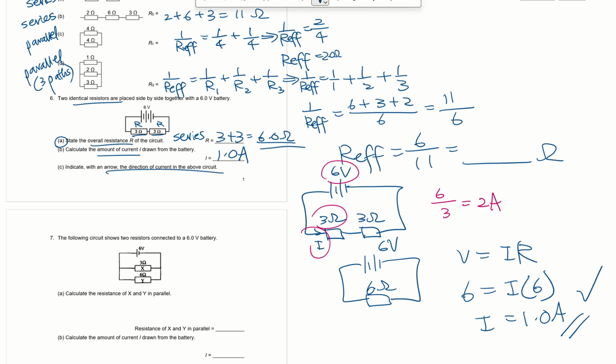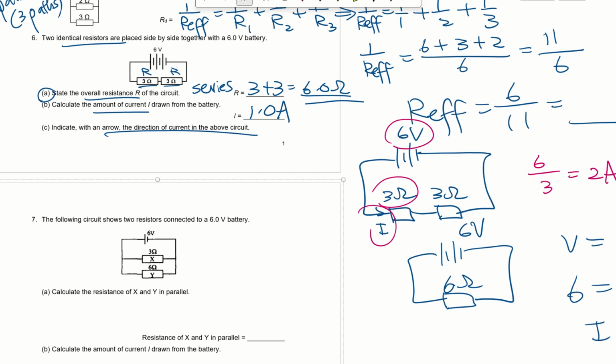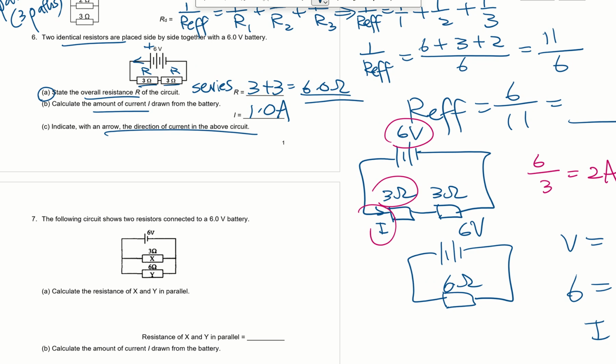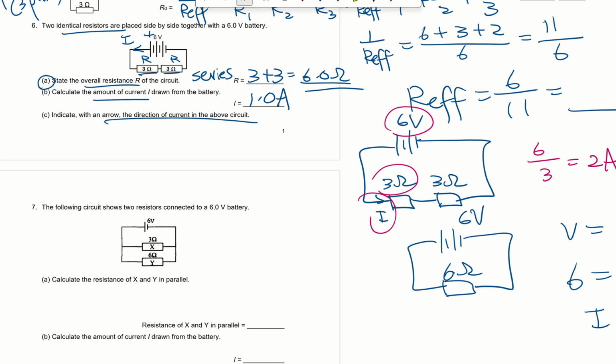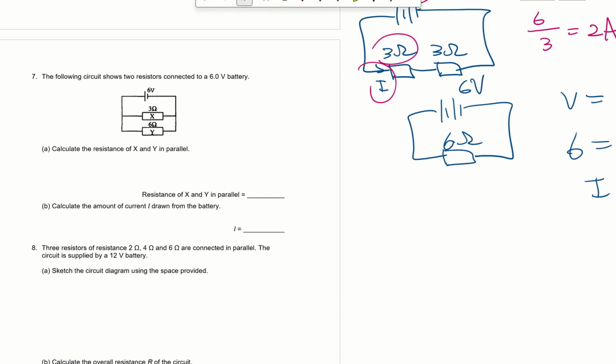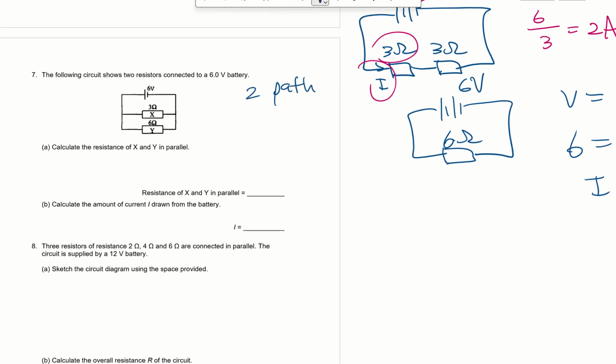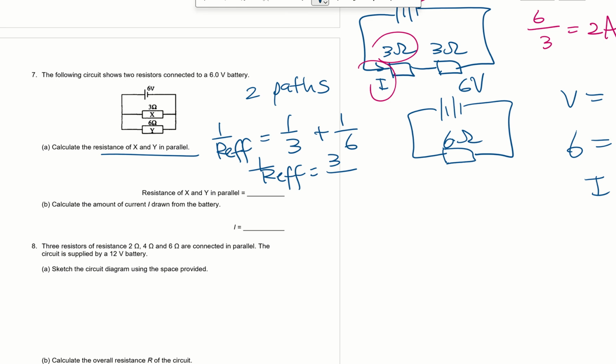Now, indicate with an arrow the direction of current. Current always comes out from positive, so positive here. So this is my current. Okay? Now, question 7, it is parallel because there are two paths, right? So we have X and Y, 3 ohm and 6 ohm. Calculate effective resistance in parallel. Apply the formula because now you know they are parallel. 1 over 3 plus 1 over 6, 1 over REFF equals 3 over 6, right?